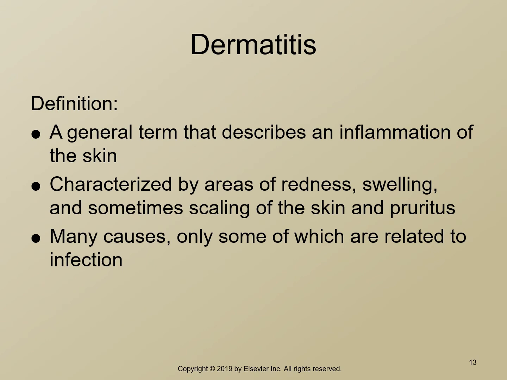The first group of infections we'll be looking at are those that include dermatitis. So dermatitis is a general term, and it describes an inflammation of the skin, and it's characterized by areas of redness, swelling, and sometimes scaling of the skin. Dermatitis is often accompanied by pruritus or itching. There are many causes of dermatitis, and only some of them are related to infection. So again, we'll be looking at the most common infectious causes of dermatitis and focusing on bacteria.